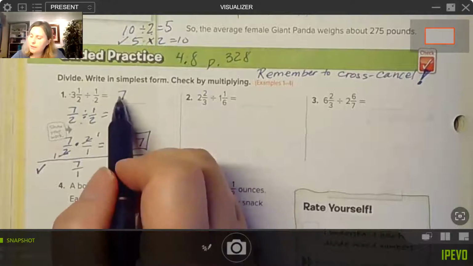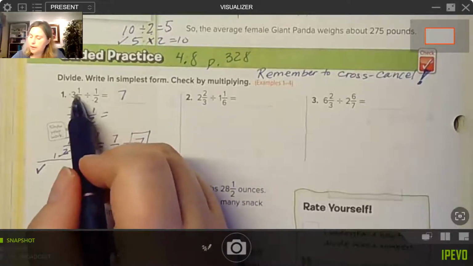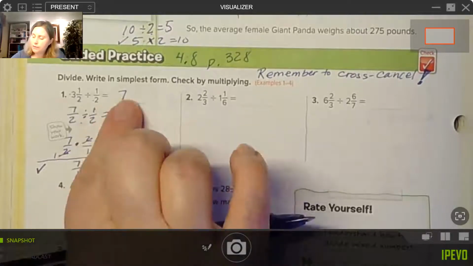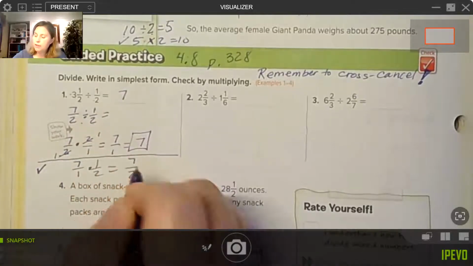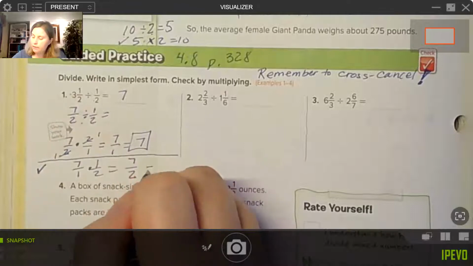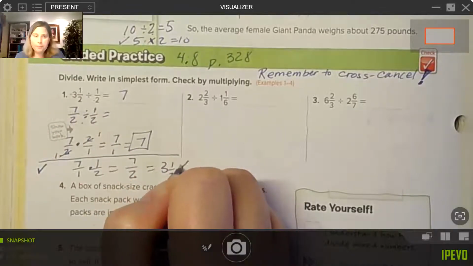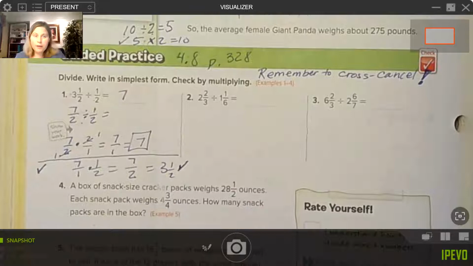I'm sorry, 7 times half, does that give us 3.5? I apologize. So 7 times half equals 7 halves, which is the same as 3.5. So we do get our check step there. That works out well.